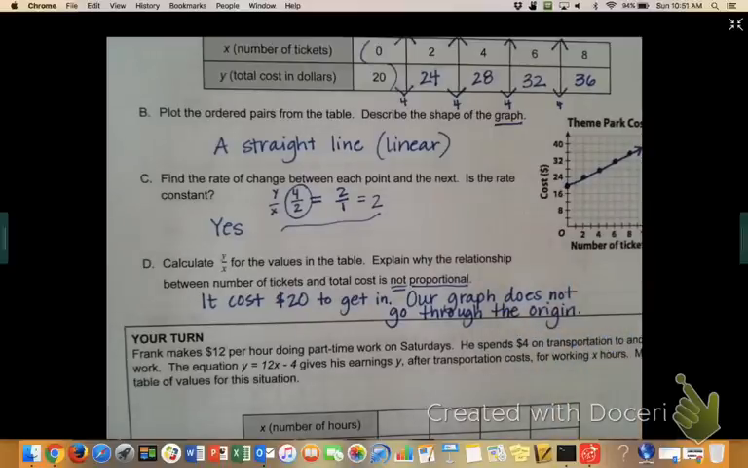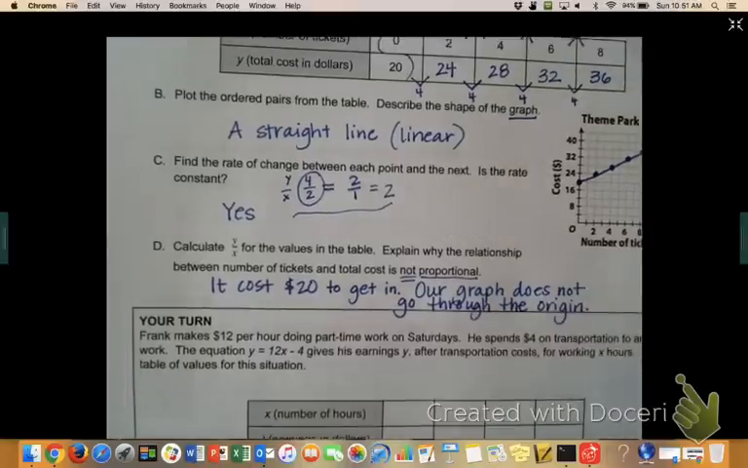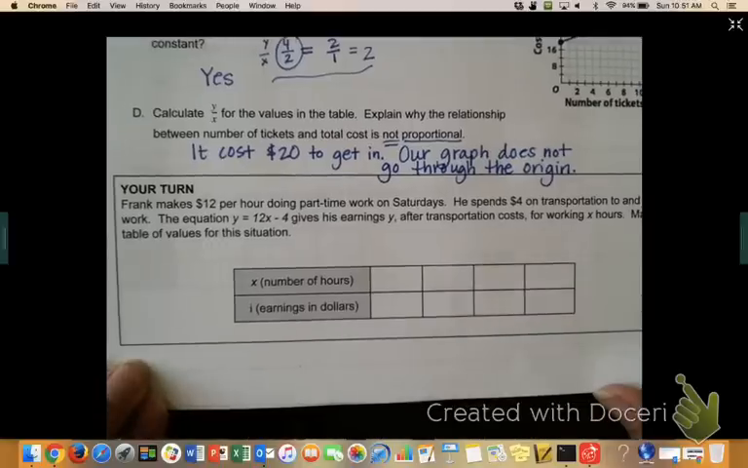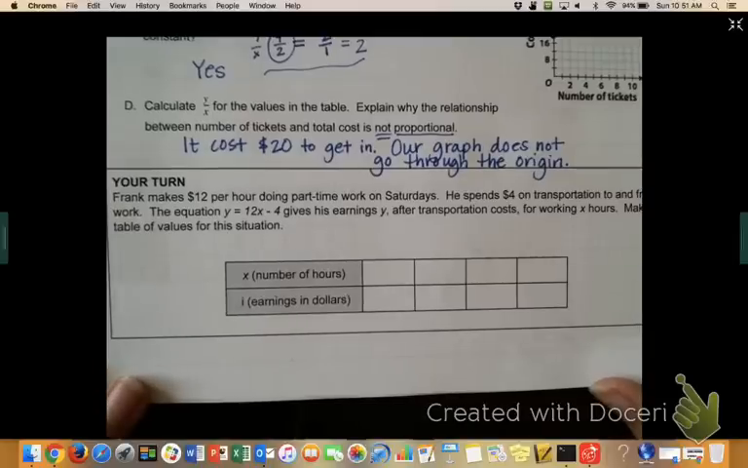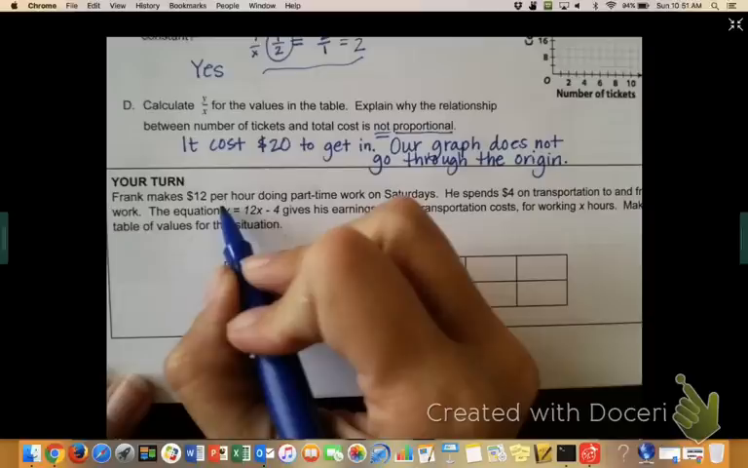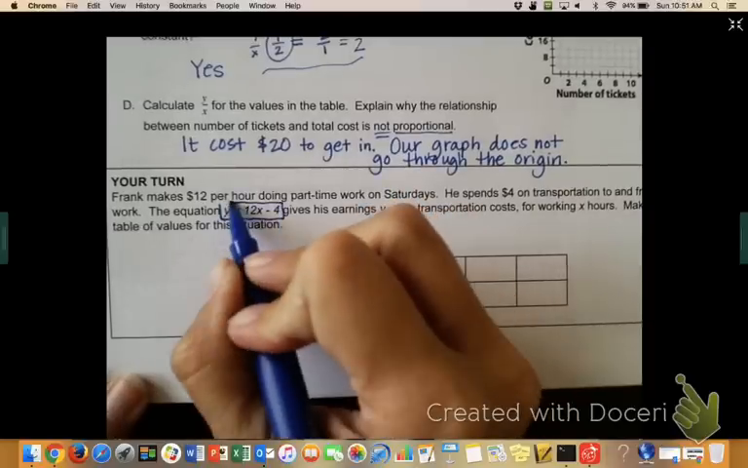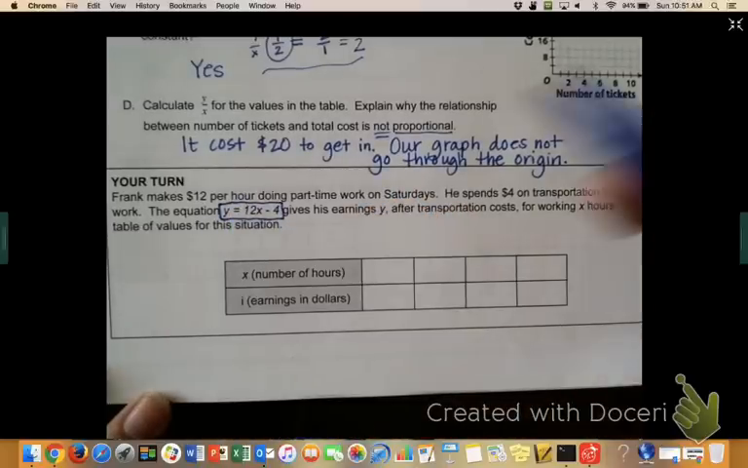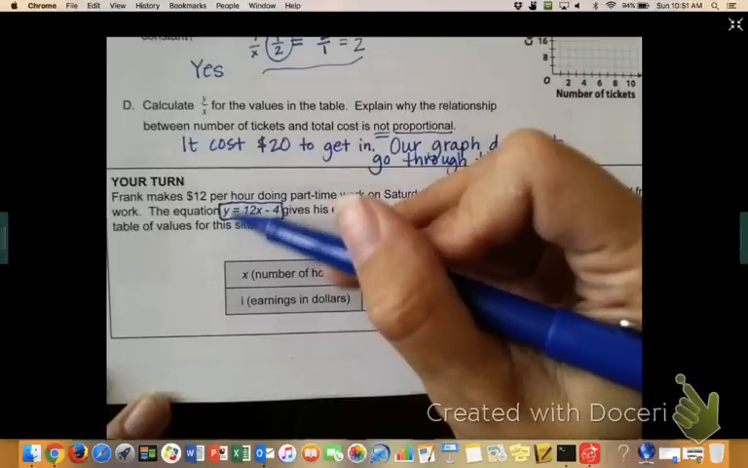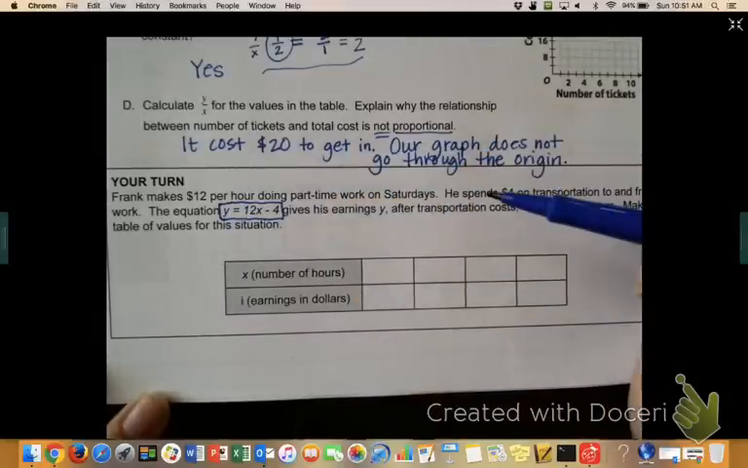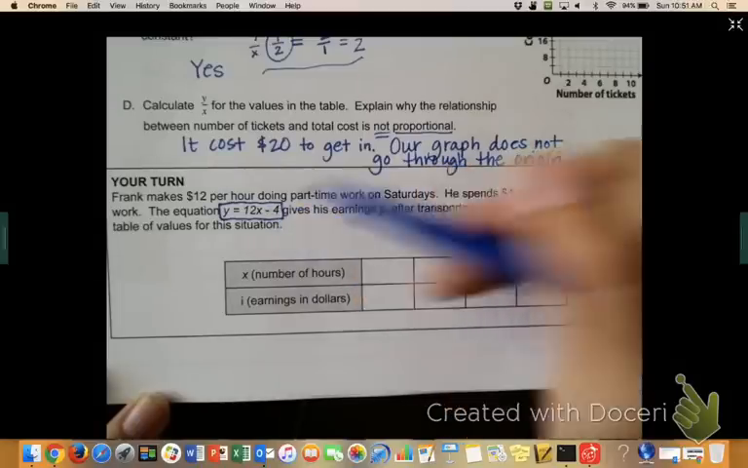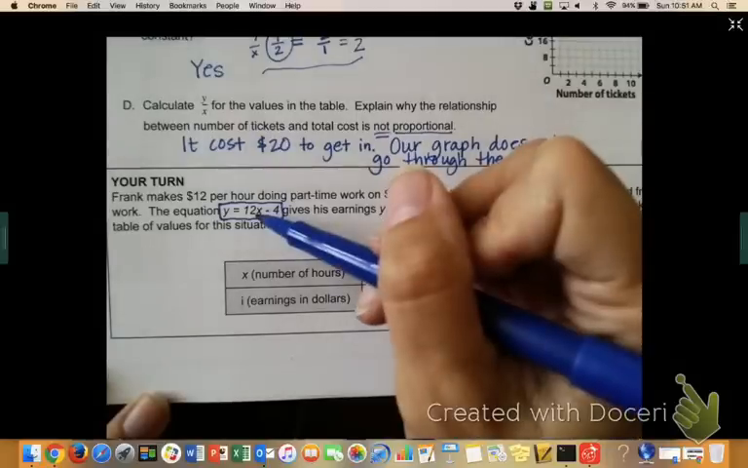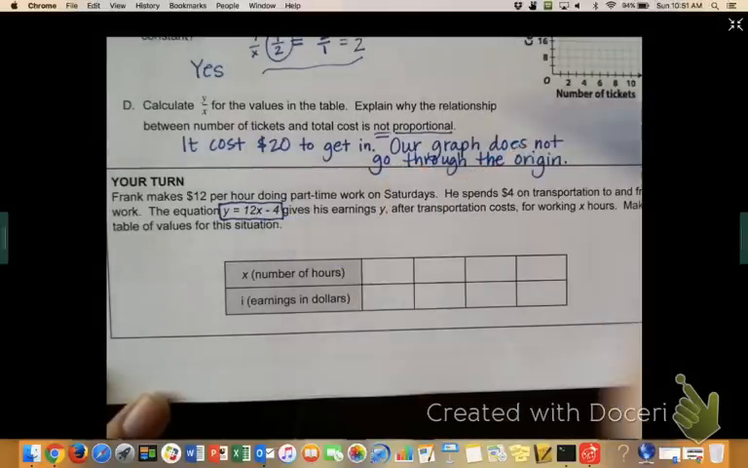Okay, it's already time for your turn. So Frank makes $12 per hour doing part-time work on Saturdays. He spends $4 on transportation to and from work. And here's your equation: y equals 12x minus 4. It gives his earnings y, so that's how much he makes in total, the y, after transportation costs. He subtracts 4 because he has to pay for transportation, but then he works x number of hours, so $12 per the number of hours worked.